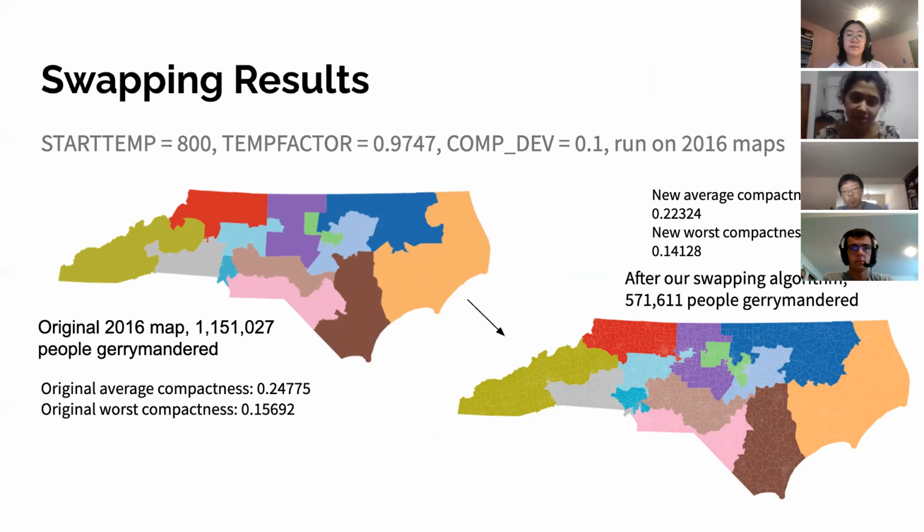Right. So here's a demonstration of what happens after we run the full algorithm on one of the initial starting maps. In this case, we chose the 2016 official North Carolina map, and we initialize our parameters, start temp, temp factor, and compactness deviation with 800, and the values given on the slide. And these are the results that we achieved. As you can see, there's been quite a bit of change in the map visually, and other than that, the most important figure, which is the gerrymandering score reduction, we have found to go down from 1.15 million to 571,000 in our modified map after we apply the algorithm, and some values for the original average compactness and the worst compactness in the original map versus the new map.